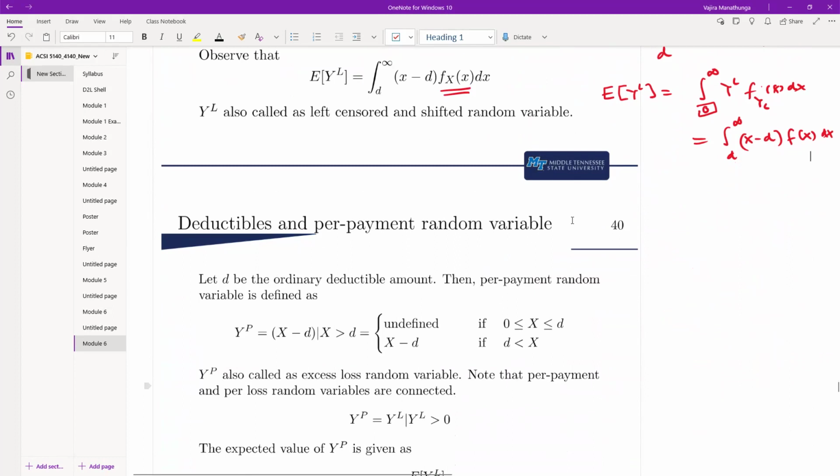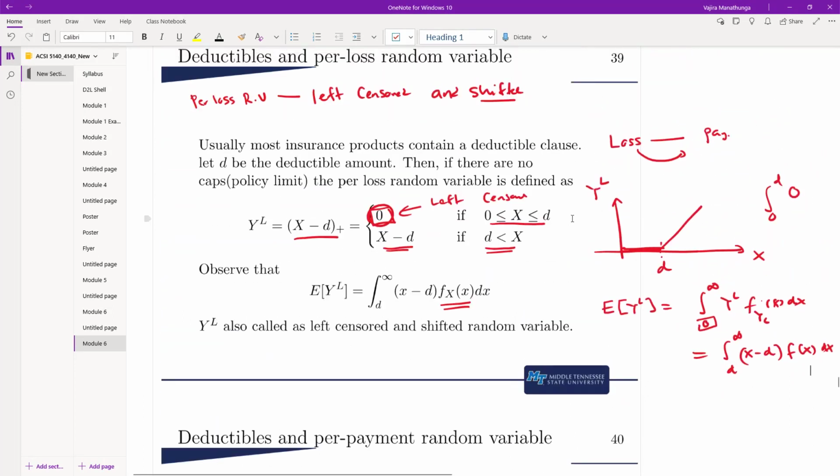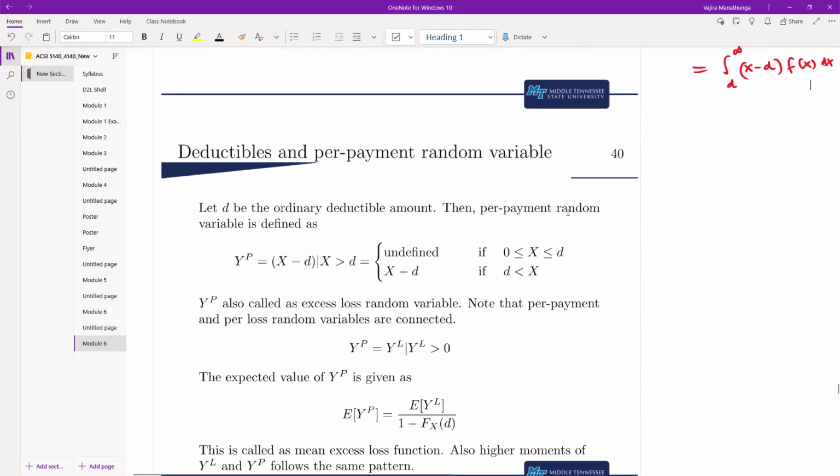So here you can see the other random variable we want to discuss, the per payment random variable. Now this random variable is not defined if the loss is less than d.